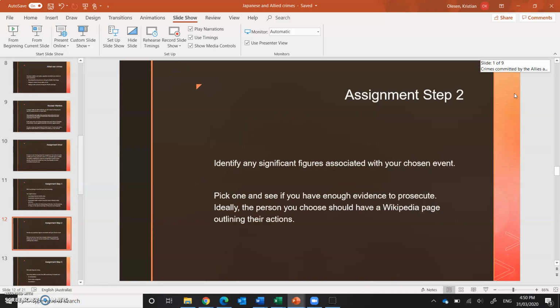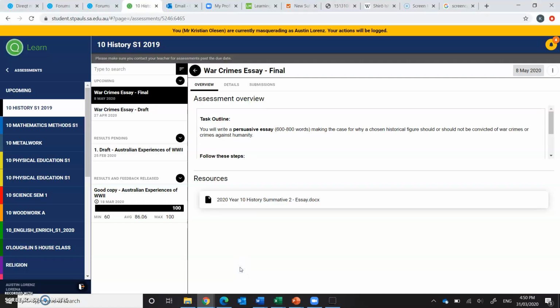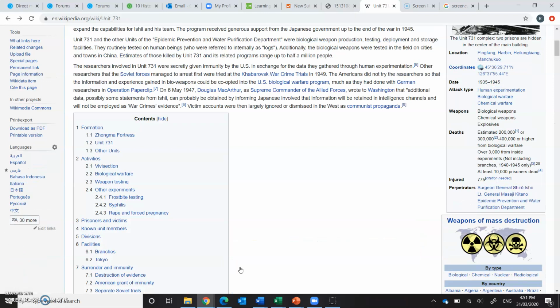After you've picked the event, it should be much easier to identify significant figures who are associated with that event. Have a bit of a shop around, but it shouldn't be too difficult to find. Let's try one now. If we look online, here's Austin's lovely sector page again. If we look online, we can go to any event in World War II that tickles your fancy.